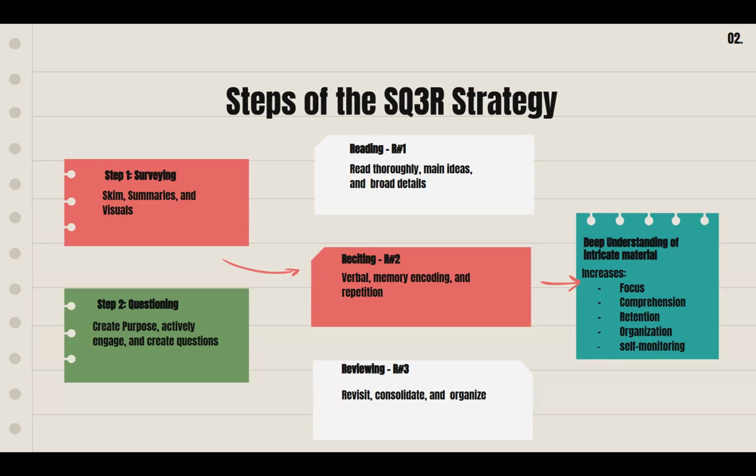And next is the 3 R's. First is reading, which is to read the text thoroughly to answer the questions, focusing on understanding main ideas and supporting details. The next is reciting, to summarize or verbally recall key points without referring to the text to reinforce memory and coding. The next is reviewing, which is to revisit the material, consolidate notes and check comprehension to make sure that you're organized and you have clean notes to go back to.